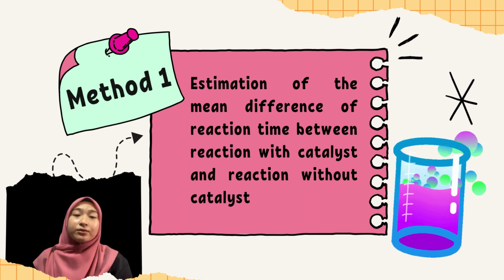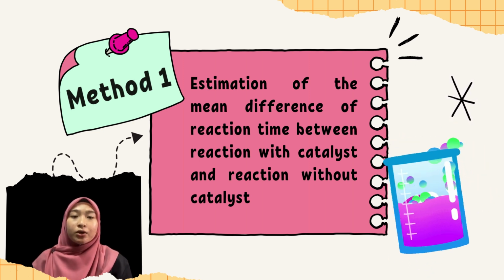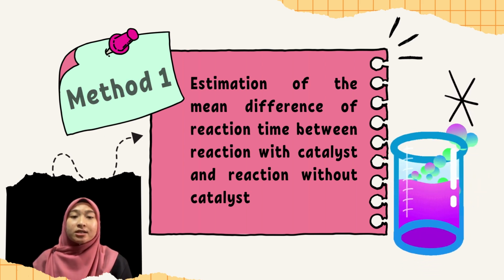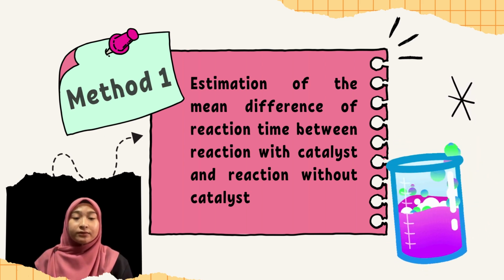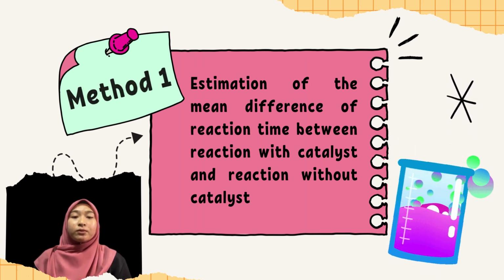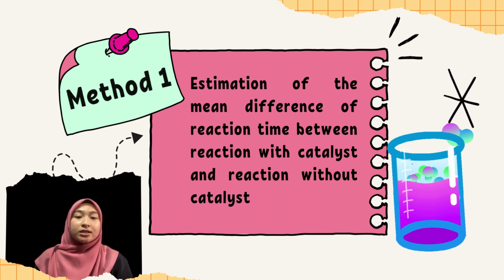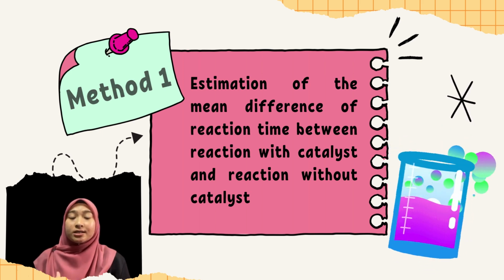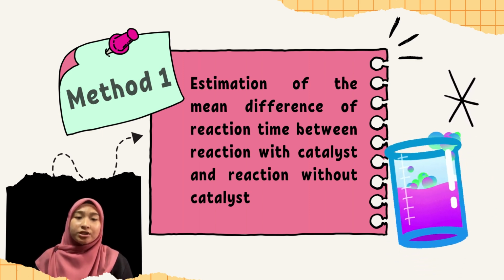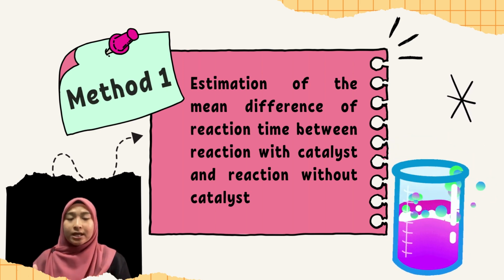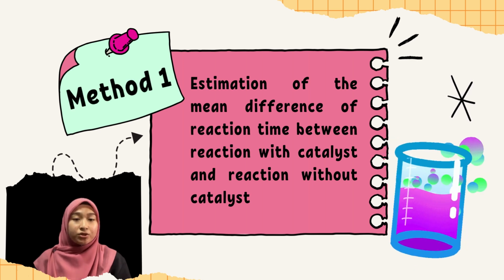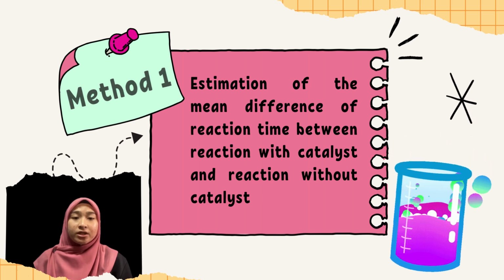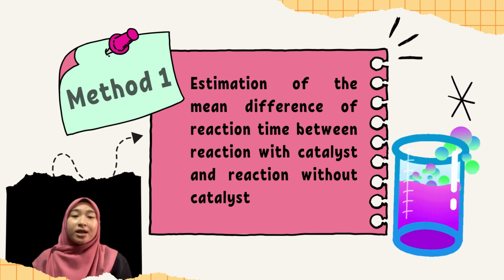Now we continue with the data analysis using the first method, which is estimation of the mean differences with 2 populations. This section discusses how to construct a confidence interval for the difference between 2 population means when the samples are small and independent. Since both sample sizes are less than 30, we assume that the populations from which these samples are drawn are approximately normally distributed.